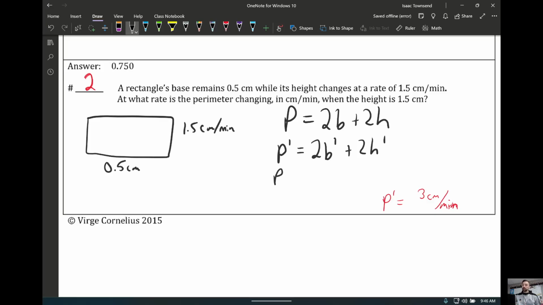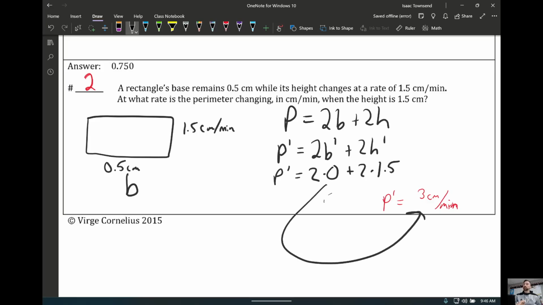Okay, p prime is what we're solving for, so I know I don't know that yet. I called this guy my base, and they said he's not changing. It remains at 0.5 centimeters, so his rate is 0. And the height is changing at 1.5. So it looks like 0 plus 2 times 3 over 2, which would give you 3.